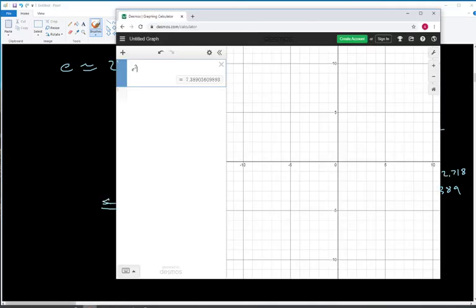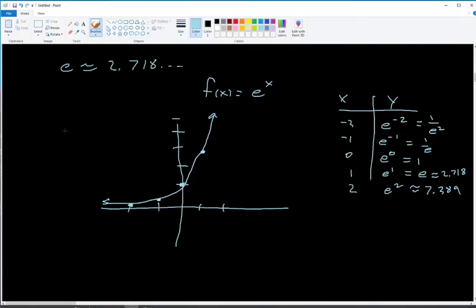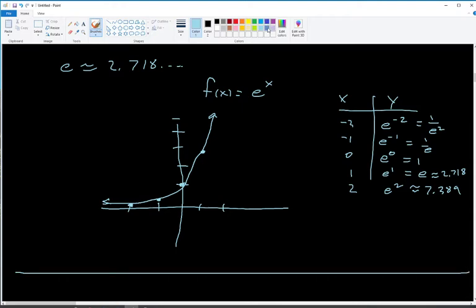If we want to graph it, Desmos, just take a look. Let's see what e to the x looks like. It'll be an exponential curve that looks like this. So if you want to graph an exponential function, this is basically how we're going to do it. You build a table of values, use some easy to work with x's, generate the y's, and then plot the points.